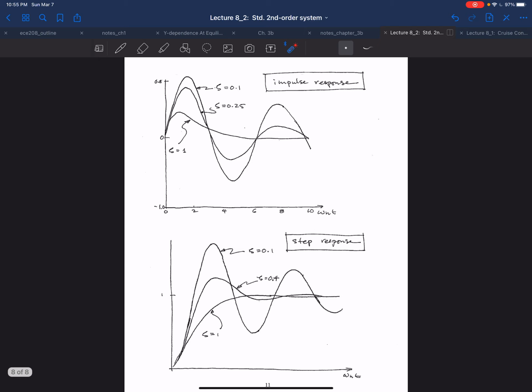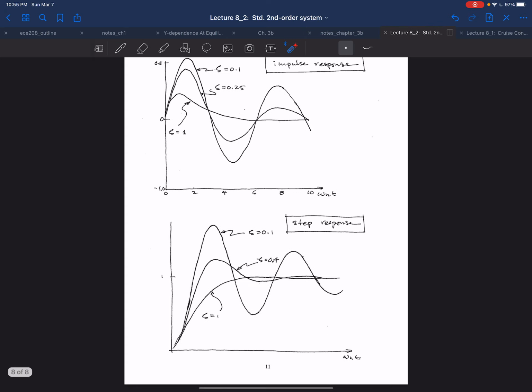Other than that, we can observe the same sort of thing that we did about the impulse response. As zeta gets larger, these sinusoidal oscillations get damped out faster. Here again is the critically damped case where zeta equals 1. And again, omega n determines the speed of the response. This is the point where omega n t equals 10. So if omega n is 1 radian per second, it takes 10 seconds to get to this point. If omega n is 10 radians per second, it takes only 1 second.